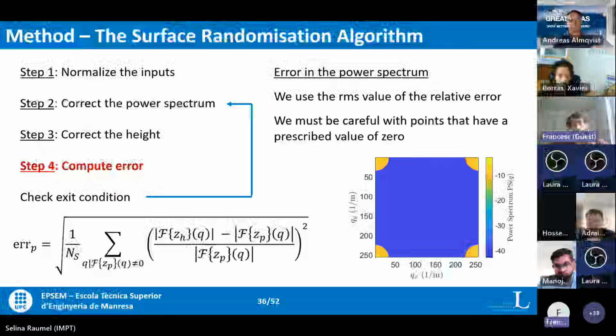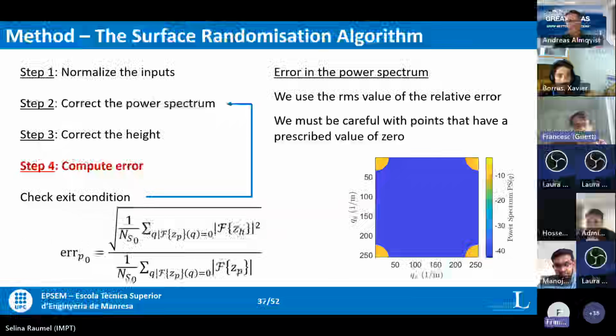But of course, notice here that in these points where the power spectrum is supposed to be 0, it's not very smart to do the same, because here we would probably have very large relative errors just by the fact that we're dividing by 0. So instead, what we do here is compute the normalized RMS value of all the points that should be 0, and we assign that as RP0. And of course, if that is small enough, then we know that everything we wanted to be 0 is actually 0.